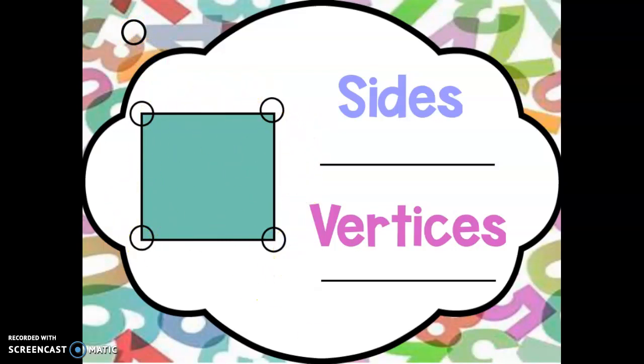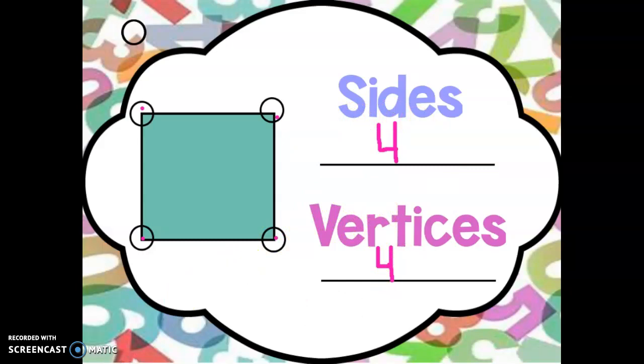Okay, we can see that this square has 4 sides. 1, 2, 3, 4. So I am going to write 4. And I'm going to count the vertices. And remember, vertices is where the 2 lines meet, okay? They create a little corner. So let's count. It has 1, 2, 3, 4. Very good. So this square has 4 sides and 4 vertices.